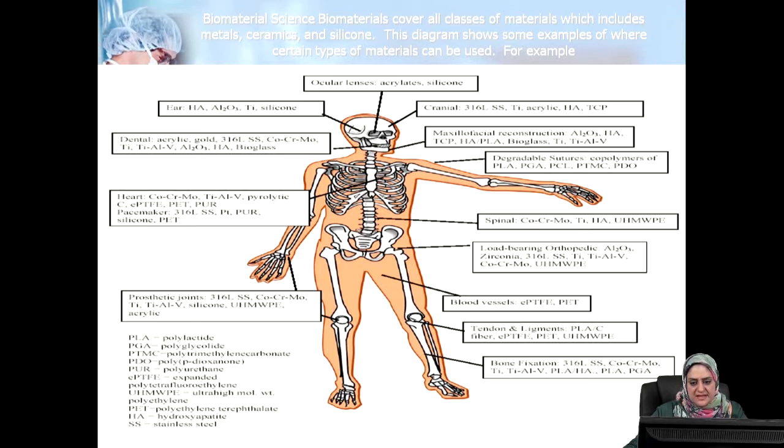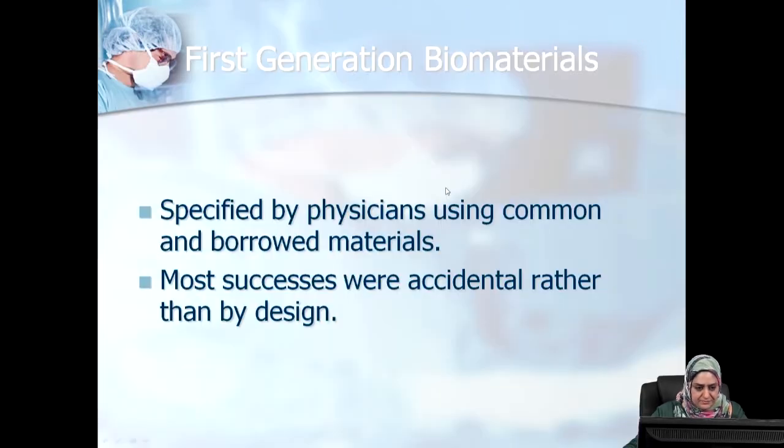This diagram shows some examples where certain types of material can be used, for example, in the valve of the heart, in the implant here, in the dental implant, and others.